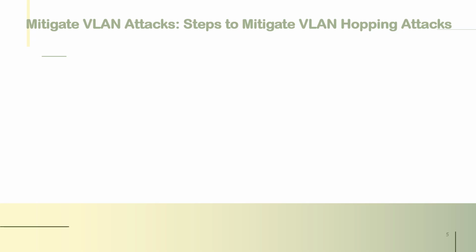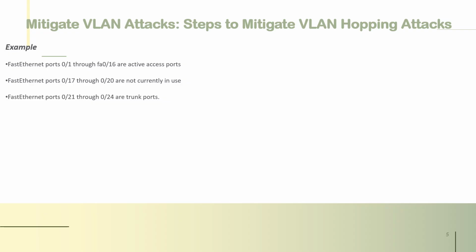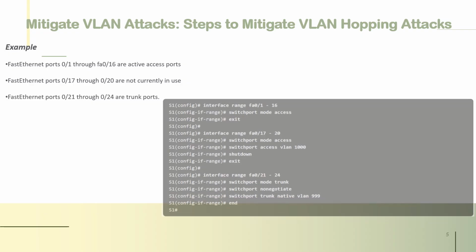So let's get an example. Let's assume that we have the following. We have FastEthernet ports 0/1 through 0/16 as active access ports. We have FastEthernet ports from 0/17 to 0/20 that are not currently in use, and then we have FastEthernet ports from 0/21 to 0/24 as trunk ports. So VLAN hopping can be mitigated by implementing the following configuration.